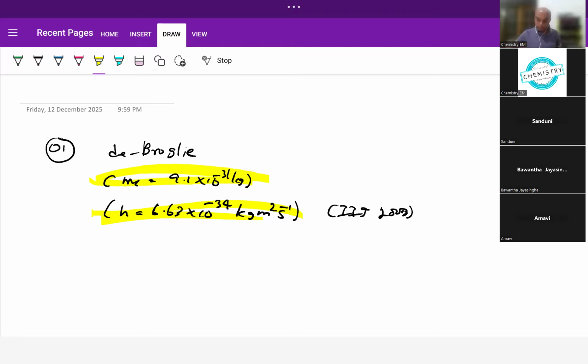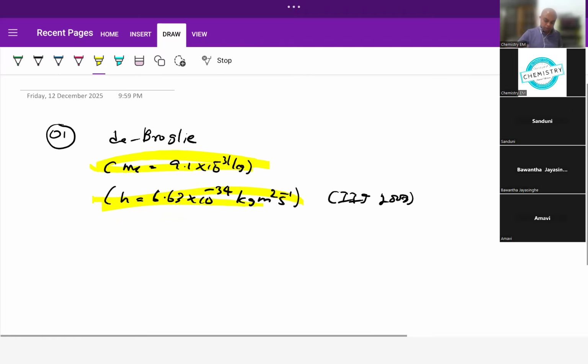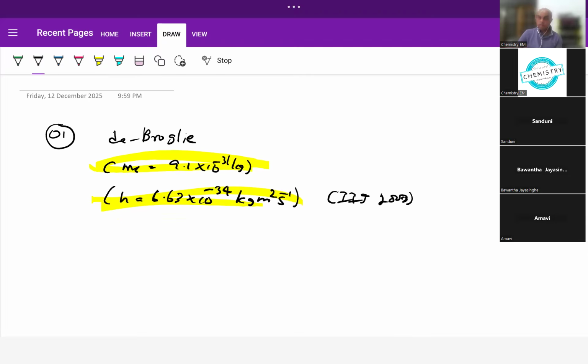Right. I think you are doing this question. If you are done, share the answer via chat or you can unmute yourself. If there are any questions, you can ask also, right? You can ask any questions.